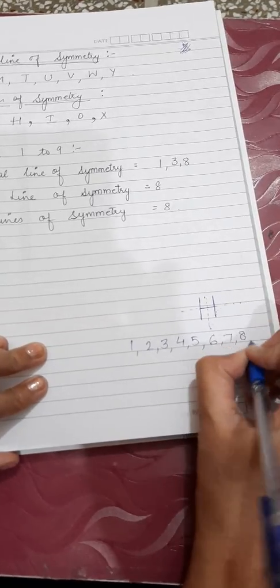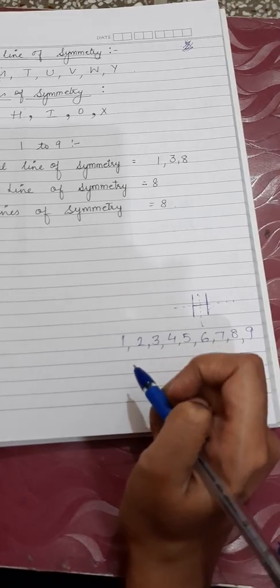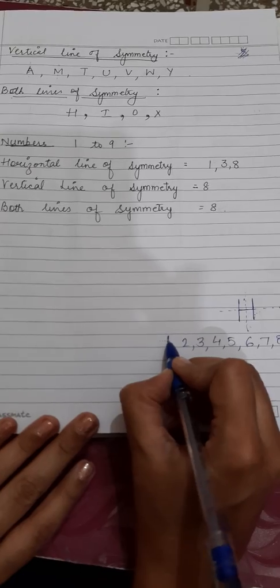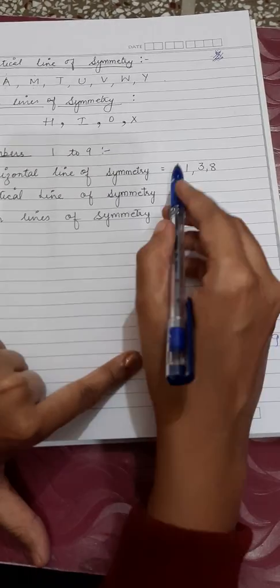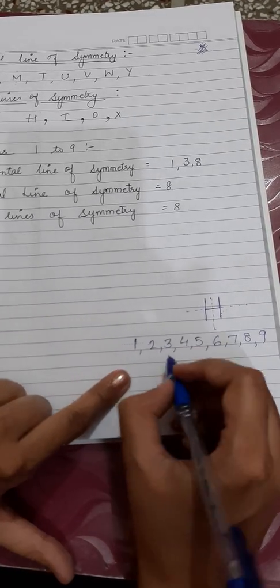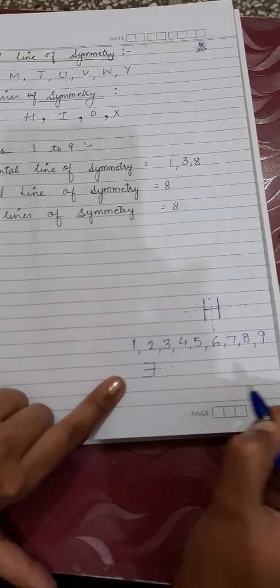Now let us talk about the numbers from 1 to 9. That means 1, 2, 3, 4, 5, 6, 7, 8, 9. Now you are going to check each of the numbers in which there is horizontal line of symmetry, vertical and both. If you will talk about 1, I'm going to do like this. So the upper one is going to overlap with the downward. So yes, 1 is going to be in the horizontal. 2, no, it will not. 3, yes, it is going to be. 3 we basically write like this. So if I'm going to draw a horizontal line, it is going to overlap. So 3 is also there.